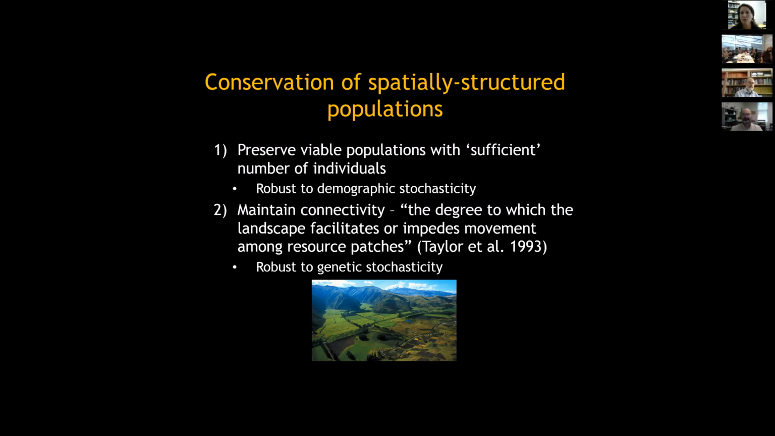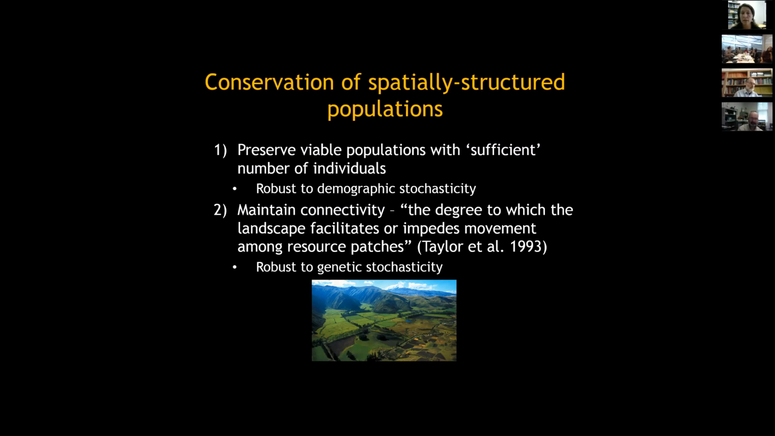Spatial structure occurs in animal populations that utilize and are distributed across multiple habitat types. Whether this is part of the natural ecology of the species or it's imposed on the population through either disturbance or some kind of anthropogenic change to the landscape, most species exhibit some form of spatial structure. And there are two primary elements of conservation of spatially structured populations.